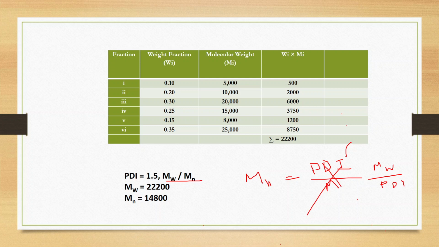Now once you know this, what are the things that are provided to you? Weight fractions are provided, Mi are provided. You can very easily calculate the MW value, just as I have explained in the last one. You just need to calculate Wi into Mi for each of these fractions, and when you sum it up, it will give you the MW value. So this is your MW value, and your PDI value was given as 1.5. So simply you needed to do 12,200 divided by 1.5, and you will get your Mn value. So it will be around 14,800.